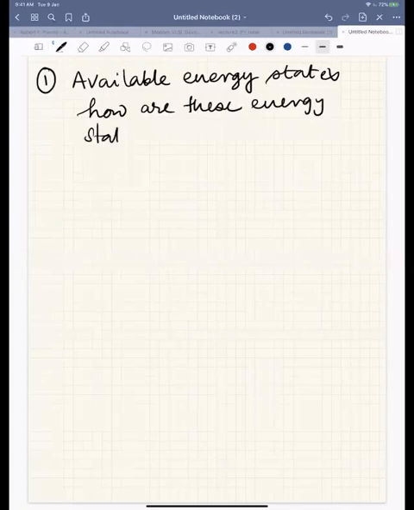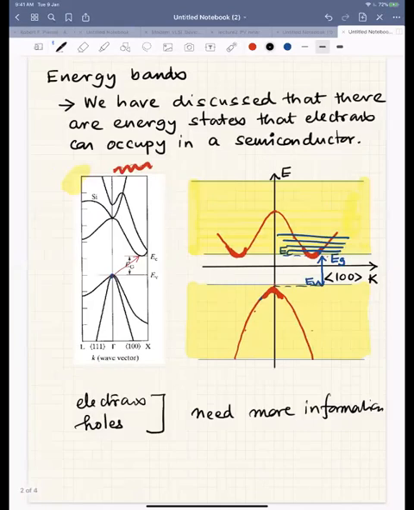So when I talk about energy states, I am talking about these lines that I have drawn here, right? I know the electrons are at the bottom of the conduction band, but the electrons always occupy a particular energy level, right? So there are energy states. If there are no energy states, we cannot have any electrons, right?